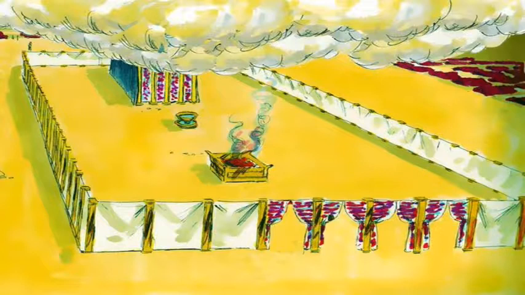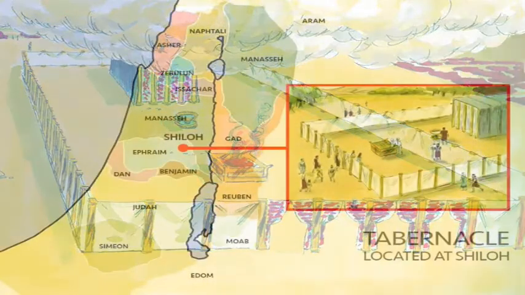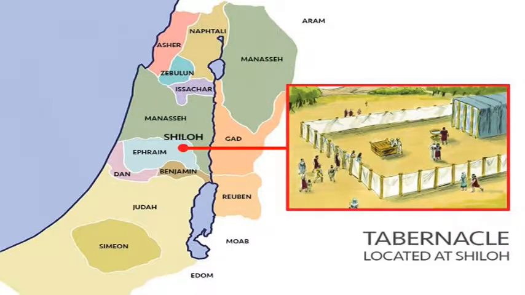Joshua and the Israelites set up the tabernacle in a place called Shiloh, in the middle of the Promised Land. This would be the place where all of Israel would come to worship. From here, Joshua sent out 3 men from each of the 7 tribes throughout the territory to scout out the land so it could be divided up between them.